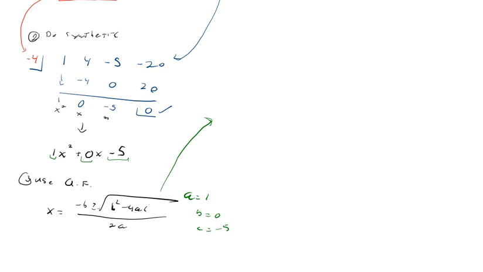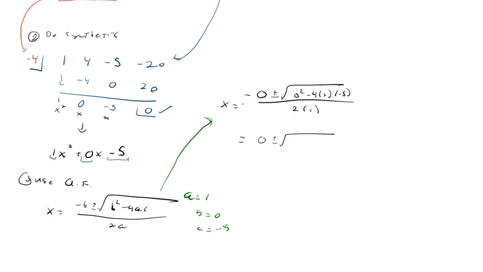4 times 1 times negative 5. Negative 4 times negative 5, that's going to be positive 20. So this is going to be 20 in here over 2. So I'm going to have plus or minus, I'm going to drop the 0, square root of 20. How do I break down square root of 20? If you remember how to break down square roots, 20 is 4 times 5, and 4 is 2 times 2. You look for pairs, right? So I can bring these 2's out of the problem. It becomes 2 square root 5 over 2.